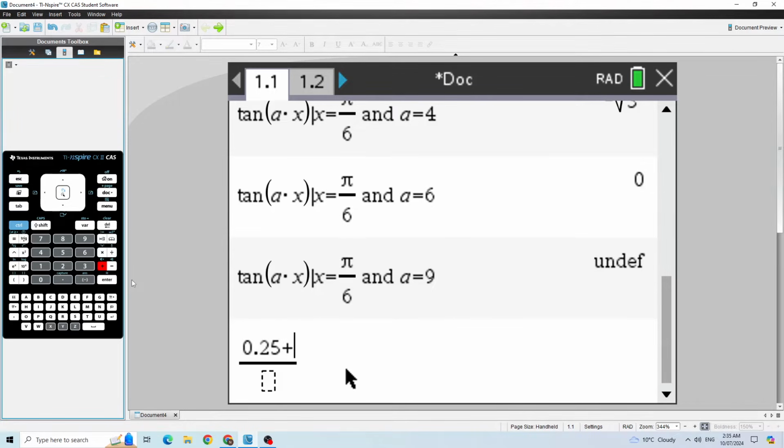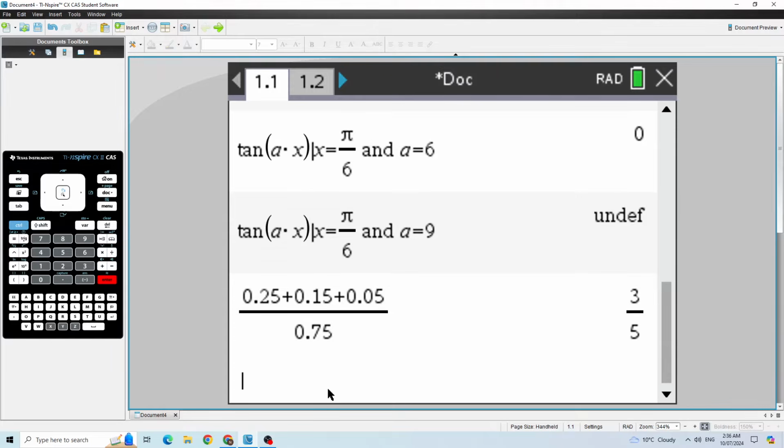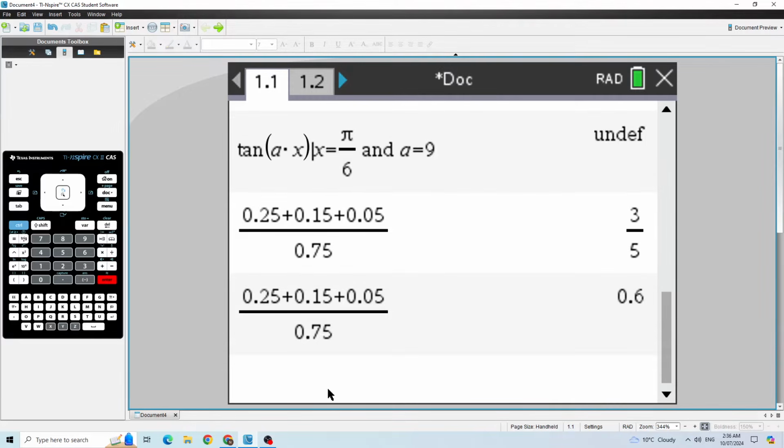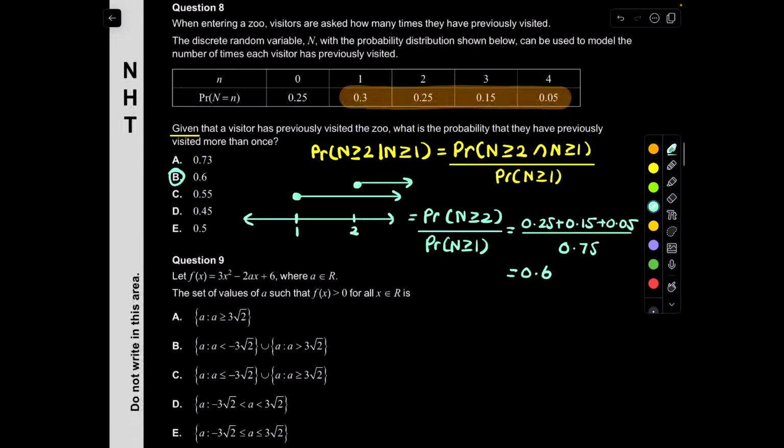0.25 plus 0.15 plus 0.05 plus 0.75. Enter, and that gives me 3 over 5, which, control enter, gives me 0.6. So our answer is 0.6, which is B. So question 8 is B.